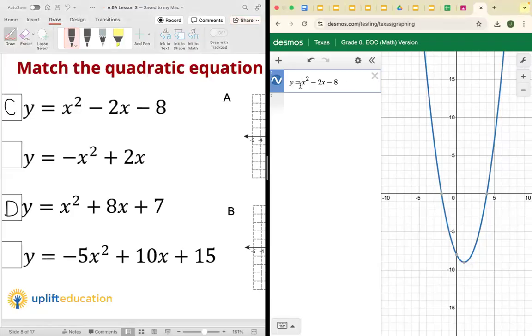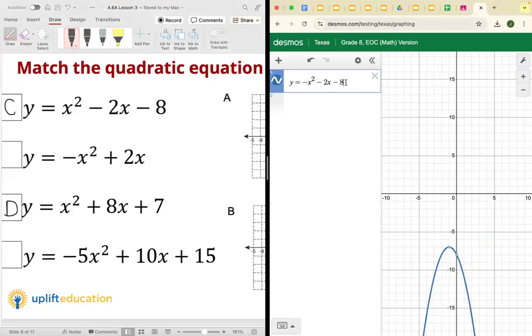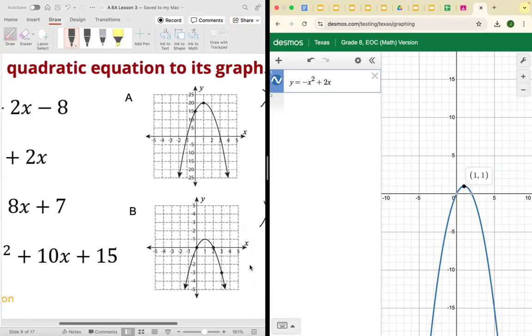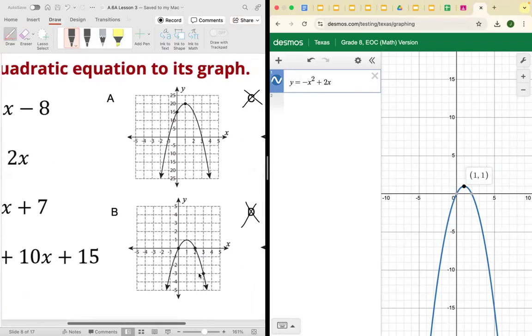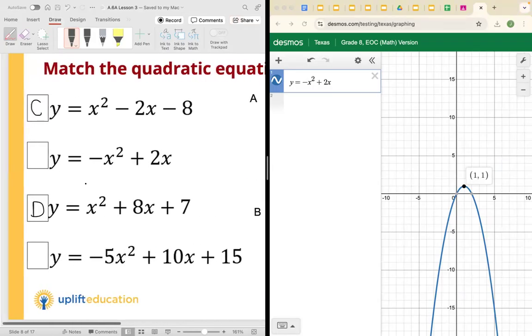It says -x squared plus 2x. So I'm just going to change this to a plus, get rid of this -8. So my vertex for this one is at 1, 1. If I looked at my two options, 1, 1's vertex is answer choice B. So for this equation, I'm going to say this one matches with B, and this one matches with A.